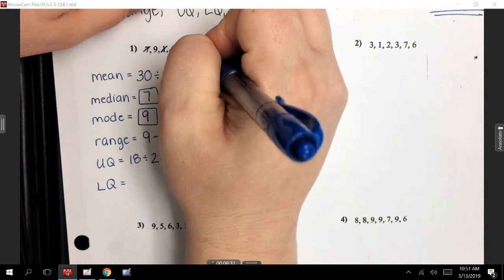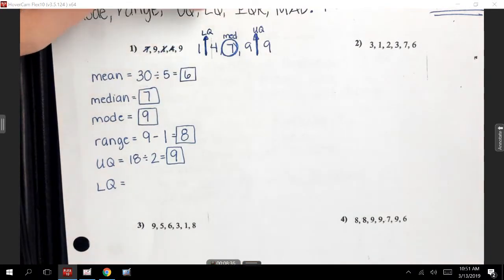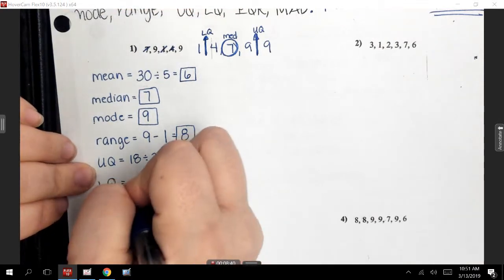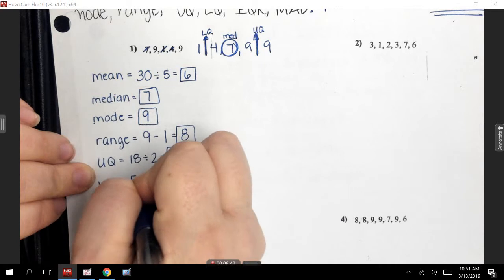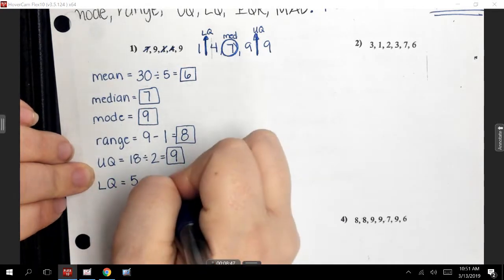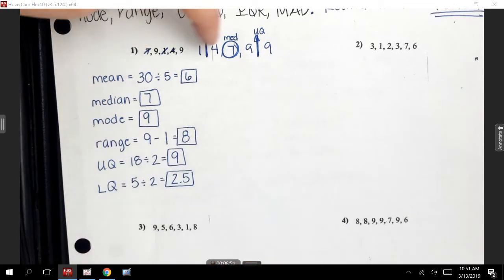If there are two numbers, I got to draw a line. So I'm going to draw a line, and what am I going to do with those two numbers? Add them. 1 plus 4 is? 5. Then divide it by 2. And what does that give me, Alana? 2.5. Is 2.5 in the middle of those two numbers? Yeah, it's between 1 and 4.